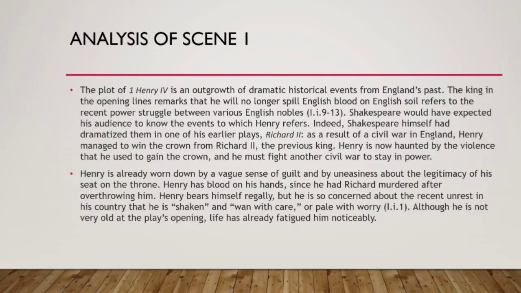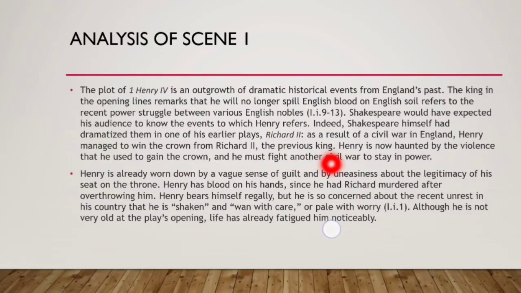As a result of a civil war in England, Henry managed to win the crown from Richard II. Remember, Henry Bolingbroke was able to usurp Richard II because of a civil war, because Richard II was against the nobles, he was against the aristocrats, so he was able to create a civil war and usurp the throne. So Henry managed to win the crown from Richard II, the previous king.